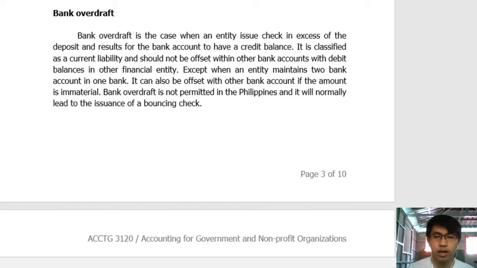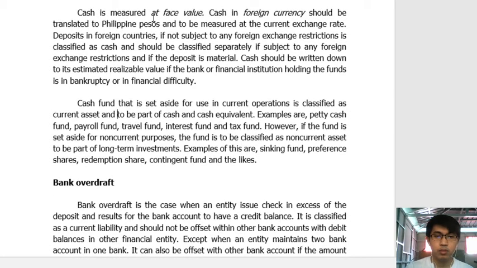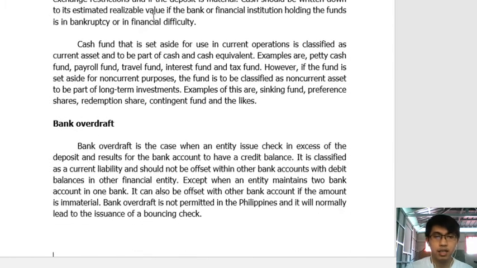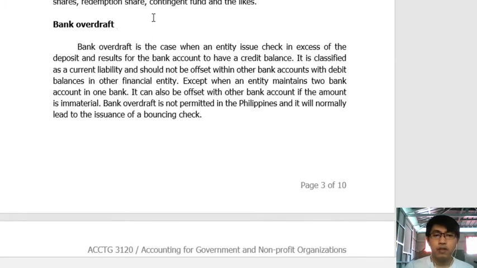So, kanina ay nag-stop tayo doon sa discussion on the bank overdraft. So, we measured the cash before, yung cash fund ay na-discuss na din. Then, dito tayo ngayon sa bank overdraft. So, bank overdraft is the case when an entity issues checks in excess of the deposit and results for the bank account to have a credit balance.